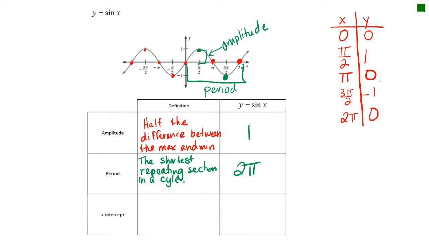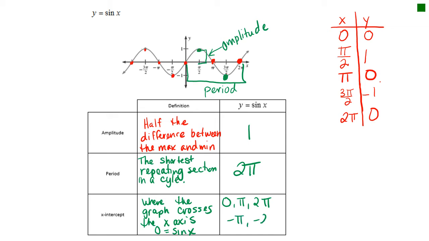And then the x-intercept is where the graph crosses the x-axis. So in our case, that's where 0 equals sine x. And every time 0 equals sine x is every time we hit that x-axis. So at 0, at pi, at 2 pi, at negative pi, at negative 2 pi, at 3 pi, at 4 pi, at negative 3 pi, at negative 4 pi. So everywhere there's a multiple of pi, we hit that x-axis.